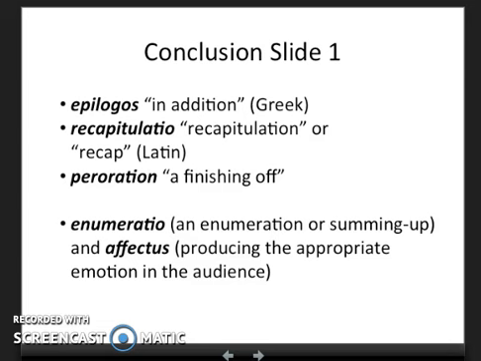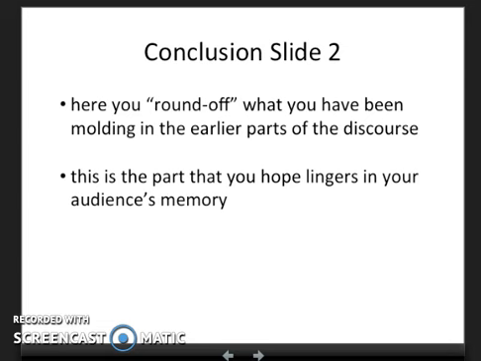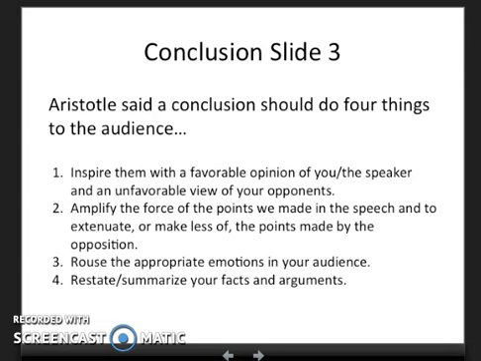And then you want to have some conclusion slides. The conclusion, the Greeks called it epilogos. In Latin, it was recapitulatio, recapitulation or recap. Also Latin, peroration, a finishing off. Aristotle called it enumeratio effectus, which means an enumeration or a summing up and producing the appropriate emotion in the audience. And that's what you want to do for your conclusion. This is where you round off what you've been molding in the earlier parts of your presentation. And this is the part that you hope lingers in your audience's memory.